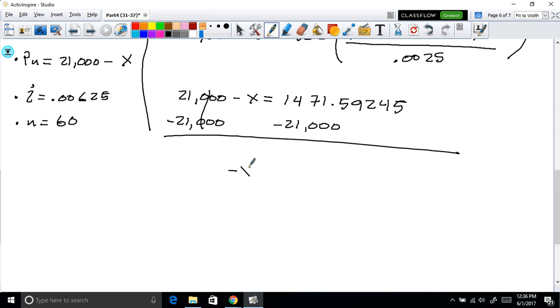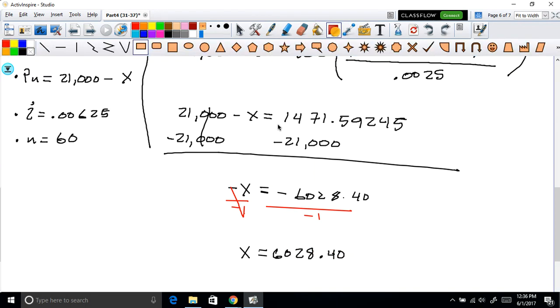So now we have negative x equals negative 6,028.40. And again, your answer should always be with a positive x. So let's divide it by negative 1. That cancels out, and all we have to do here is just change the sign. So this means that x has a value of 6,028.40. Cool.